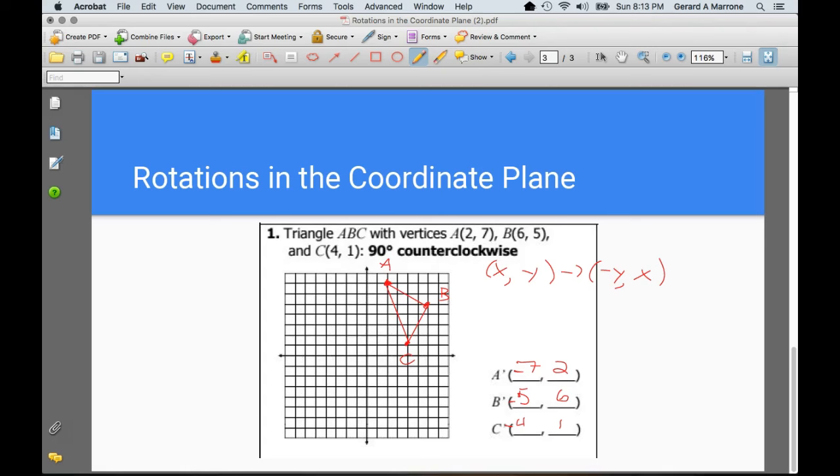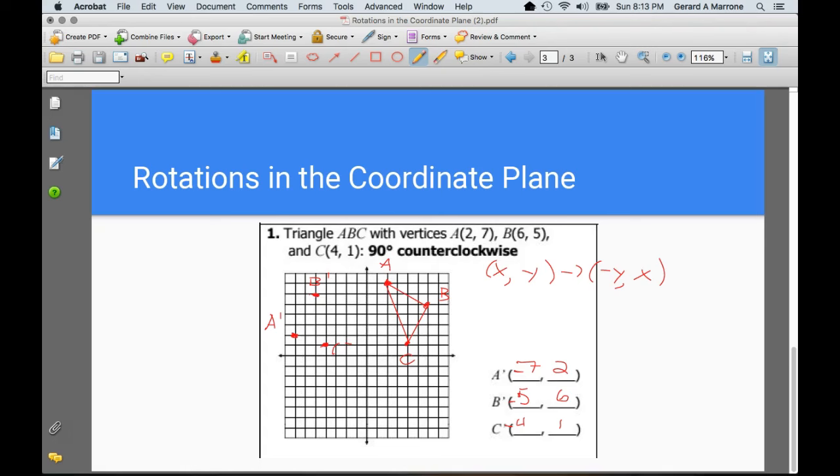And I'm now going to plot these points. So I've got negative 7, positive 2. That's going to be A prime. I've got negative 5, positive 6 up here. So that is our B prime. And for C prime, we're going to go right here at negative 4, 1, C prime.